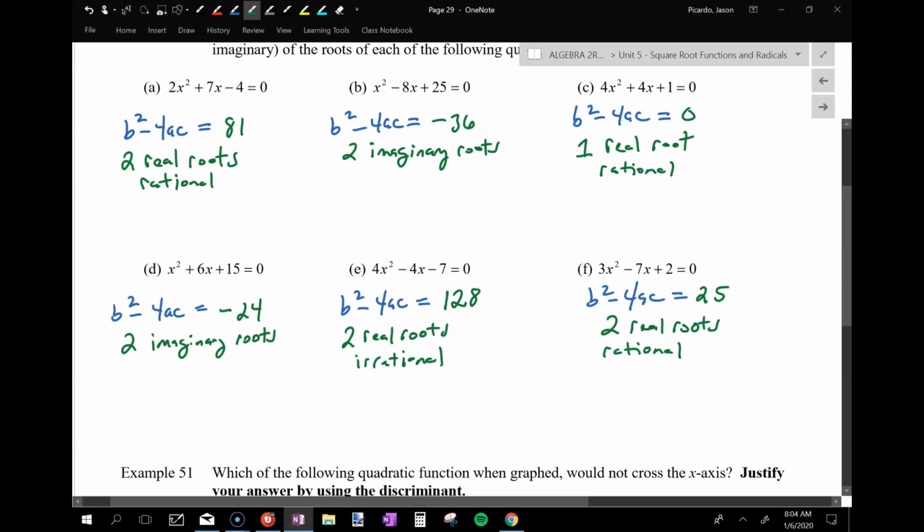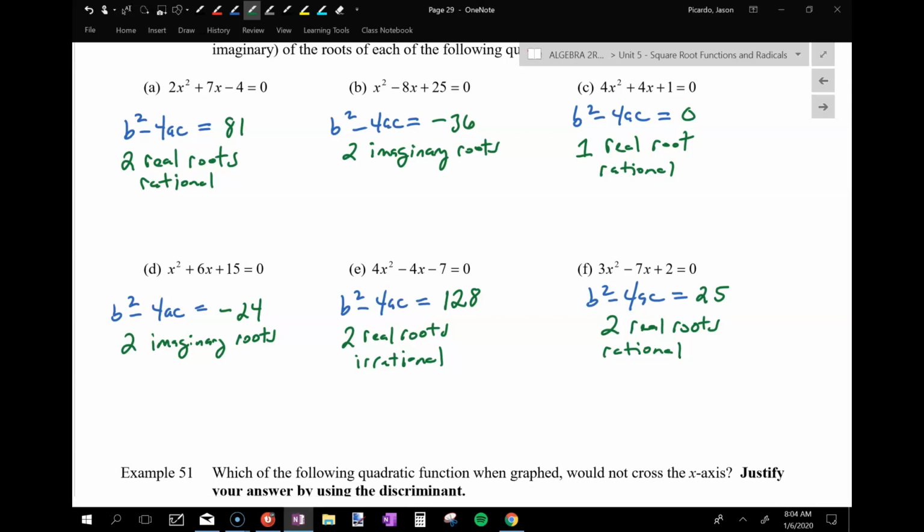So again, to describe the nature of the roots: how many? Are they real or imaginary? Are they rational or irrational? Everybody understand the process there? All right, cool.